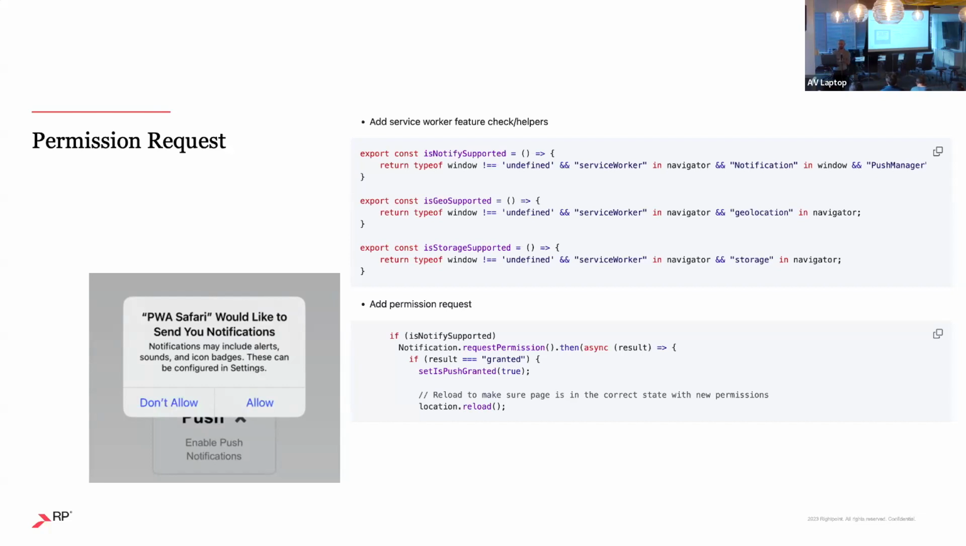You can still call request permission, but instead of, you see here on the third or fourth line there, it says result equals granted, it'll say result equals denied. And at that point, you can direct them to their settings to enable that manually. So you're not out of the woods. You're not banned forever, but it's a little bit harder to get that permission.